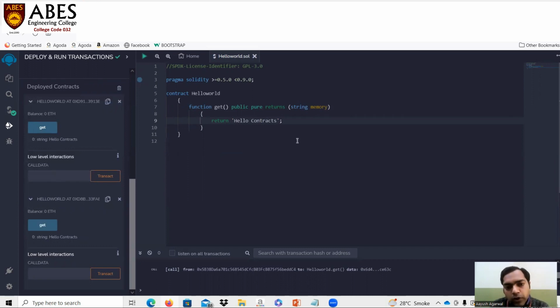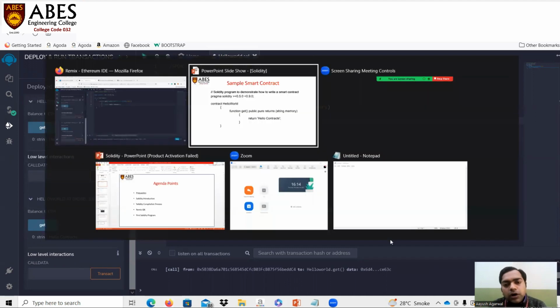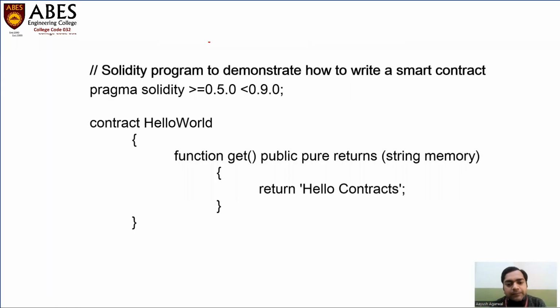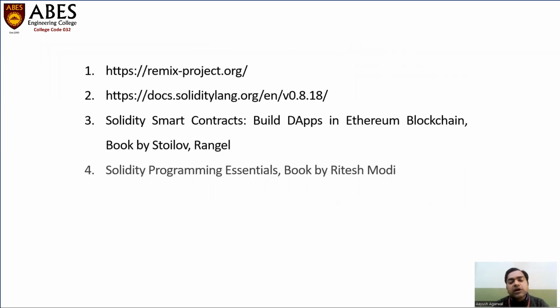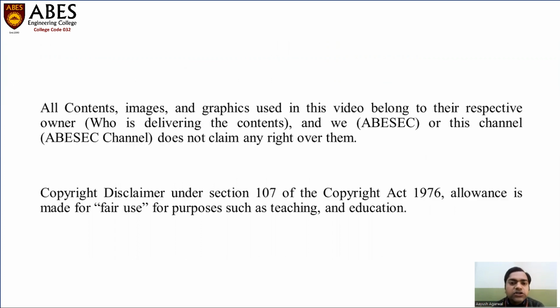In the next video, we're going to discuss some other parts: how ABI and bytecode are generated and how this works, and we'll see other parameters, like how we use variables, functions, loops, and different other elements in our programming, right? So this is our sample program or sample contract. These are the references I have used for developing these slides.